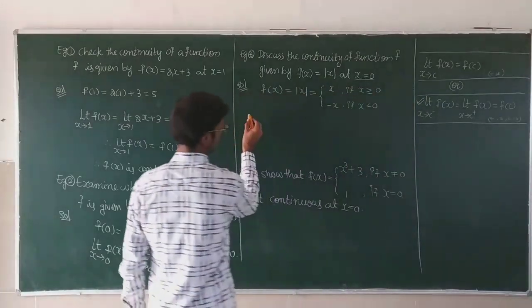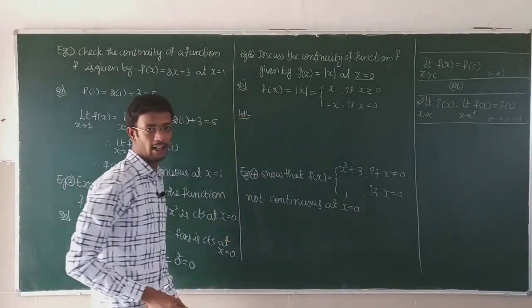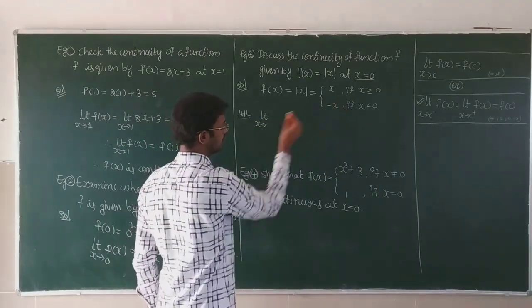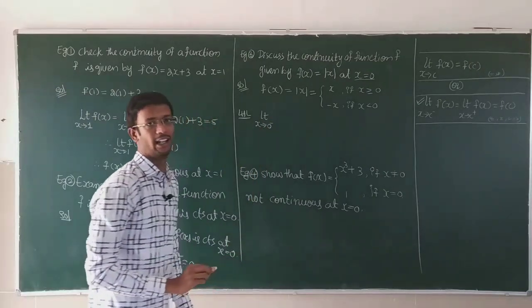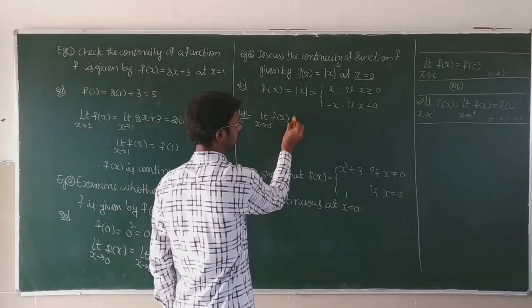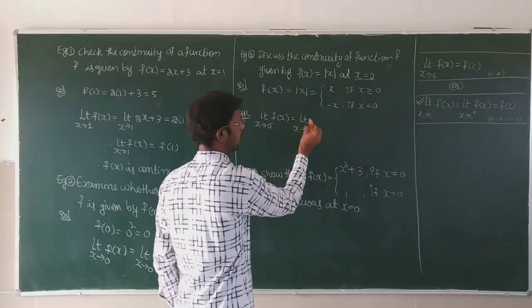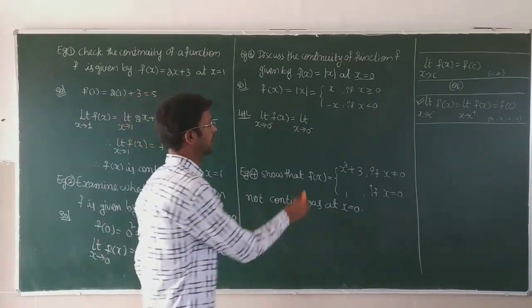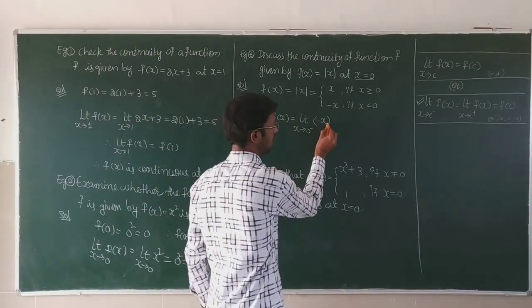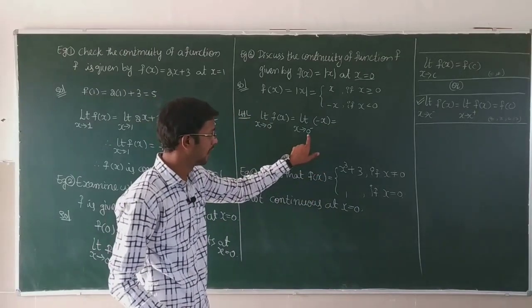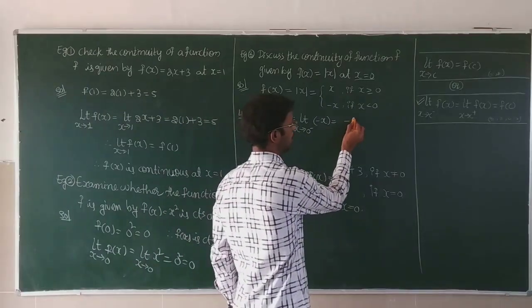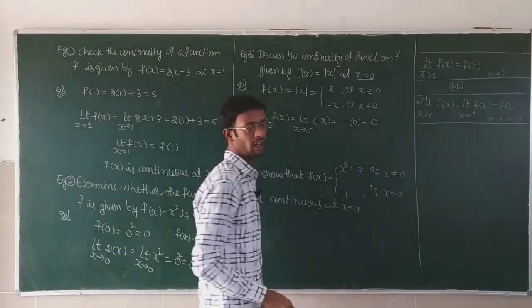LHL I will find first. What is the LHL here? LHL means limit x tends to 0 minus of f of x. For showing the left hand limit, we write 0 minus. What does 0 minus mean? Less than 0. Less than 0 means the function value is minus x. So that's why we have to take minus x. Substitute minus 0, that is nothing but 0.